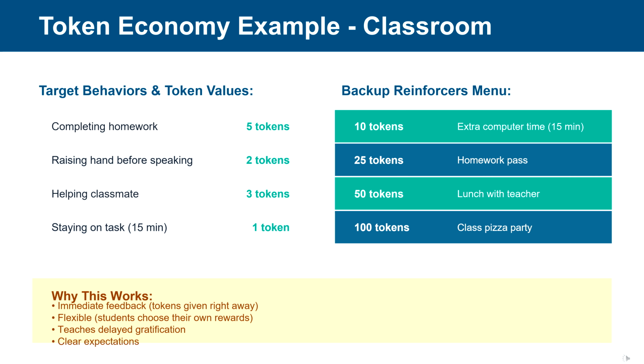Let me give you a classroom example. Target behaviors might include completing homework worth 5 tokens, raising hand before speaking worth 2 tokens, helping a classmate worth 3 tokens, and students accumulate tokens throughout the day or week. The backup reinforcer menu might include 10 tokens for extra computer time, 25 tokens for a homework pass, 50 tokens for lunch with the teacher, or 100 tokens for a class party. This system works because it provides clear expectations, immediate feedback, and individualized motivation.